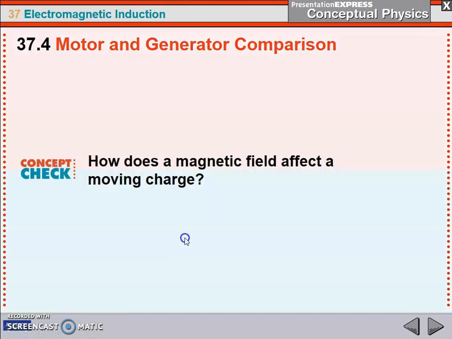Pretty neat. How does a magnetic field affect a moving charge? So, if a moving charge is going through a magnetic field, it gets pushed in a direction. I don't want you to have to worry about what direction.